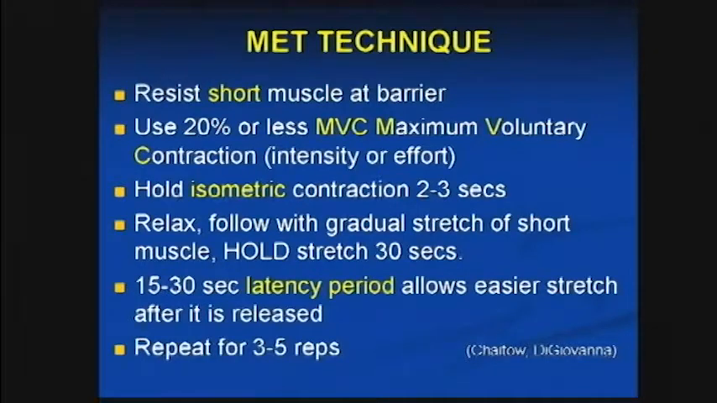One of the reasons this works, and this is all reflected in the literature from EMG or electromyographic studies, is a 15 to 30 second latency period within which the muscle has to recover from its previous isometric contraction, even if it was only a couple seconds long. And that latency period allows the area to be stretched more easily, and it tends to be less painful to the patient. So I typically will repeat this technique for 3 to 5 repetitions. Resist the short muscle at the barrier. So at the barrier means I'm going to stretch out their elbow as much as it goes within their tolerance. I'm just going to repeat that again.